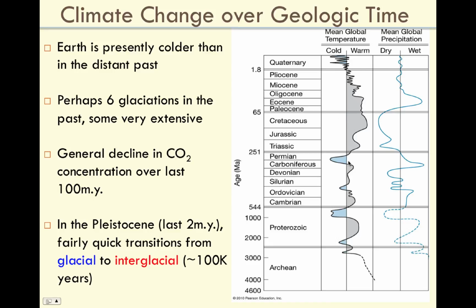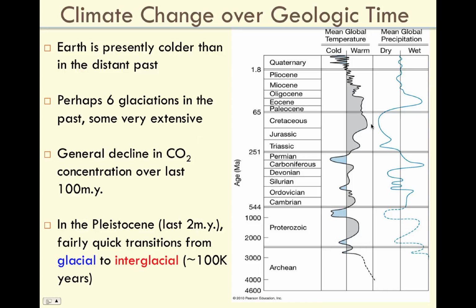What it is, it's a line where if you're in the blue here, you have ice caps on your poles. If you're in the gray zone, there are no ice caps at all. So knowing how the graph is made, you can clearly see that Earth is presently colder than in the distant past. It's more common for the Earth to be quite warm with absolutely no polar ice in the distant past. There are perhaps 6 glaciations in the past, some very extensive.